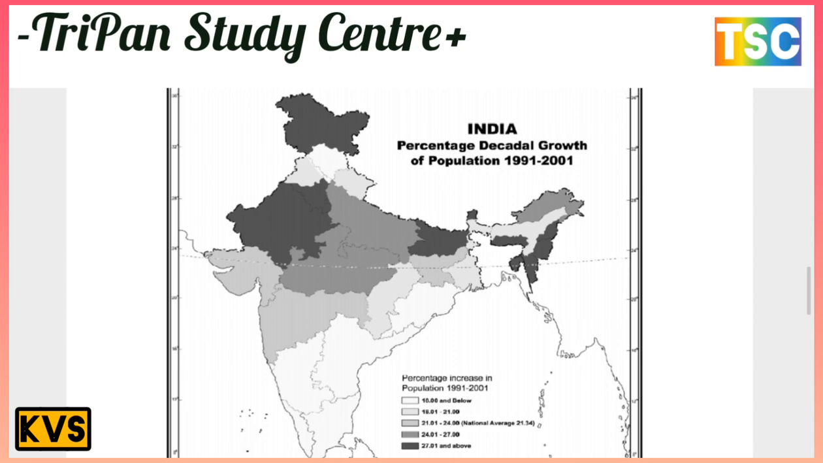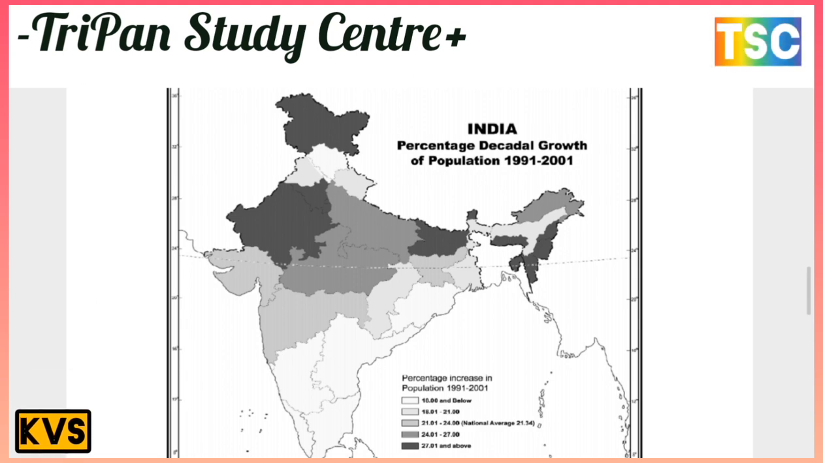In this map, the most important thing is the percentage decadal growth of population in India from 1991 to 2001, the percent increase of population between 1991 and 2001. 18% and below is only the white shaded area, such as Himachal Pradesh, and 18 to 21% is the next category.